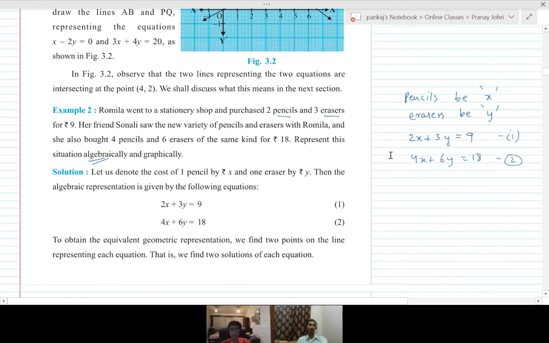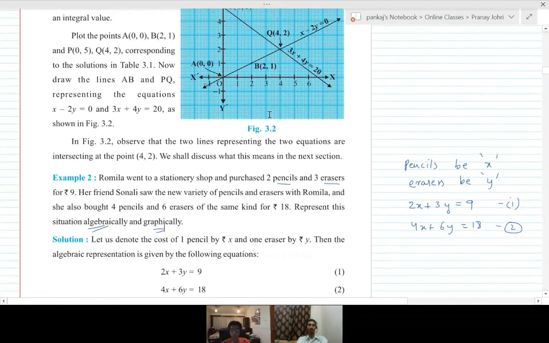Now we'll represent it graphically. So we'll continue with the first example. Now I thought we would be having more examples, but you have a good enough idea. So we'll not continue with other examples. We directly go to the graphical representation.